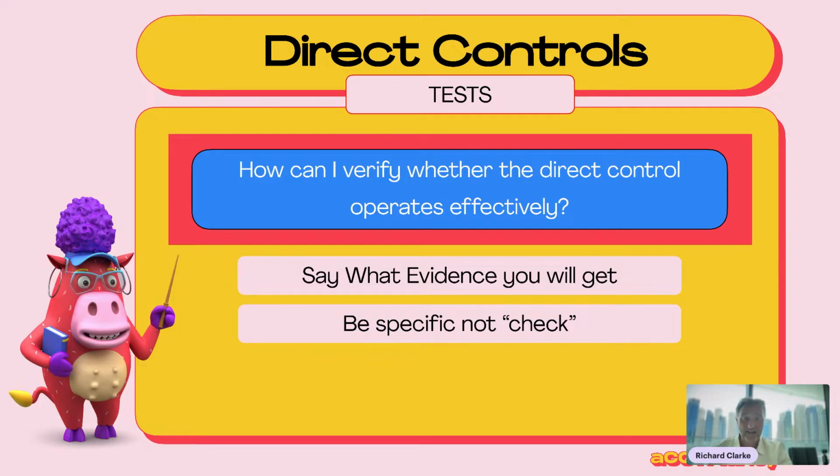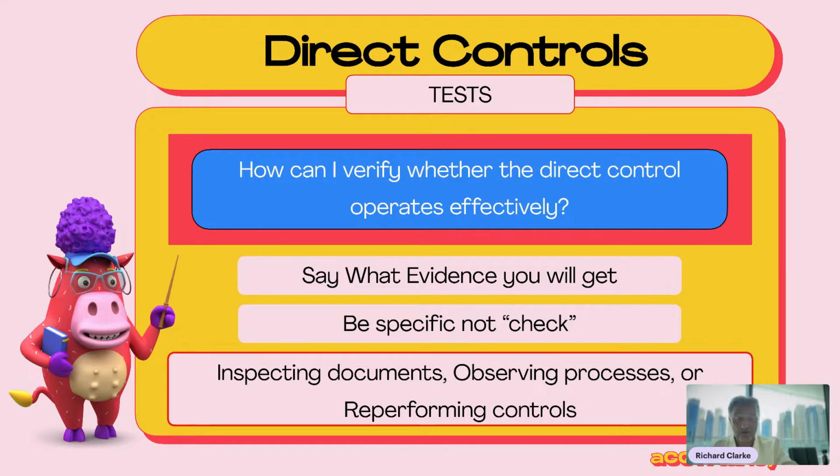Never say check, because that will make you veer away from being specific. So never say check. Try not to anyway. It's not the end of the world. But these are the sorts of things you're going to do. You're going to inspect instead of check documents. That's the evidence. You're going to observe instead of check processes. That's the evidence. Or you're going to reperform instead of check the control. Okay? So they're the ideas. I've got another little helping thing for you in a minute, but let's get on with the question.